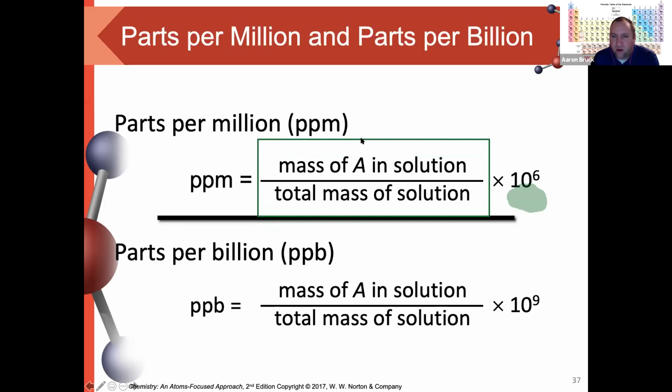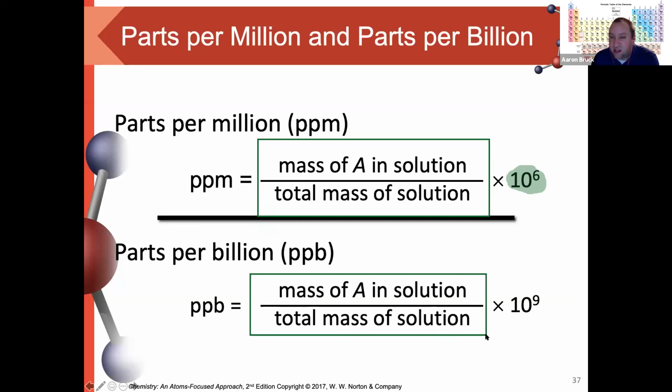to other calculations. And so if I wanted to calculate parts per million, I would take that same mass ratio, and instead of multiplying by 100, which would have given me percent, I would multiply by 1 million to get parts per million. And in a similar fashion, if I wanted to do parts per billion, I would take that same ratio, and instead of multiplying it by 1 million or 100, I would multiply it by 1 billion.